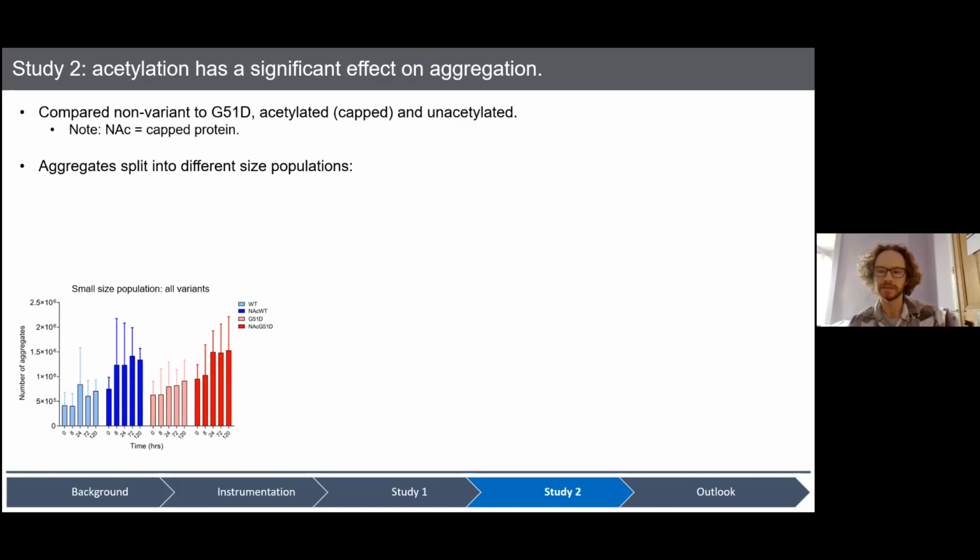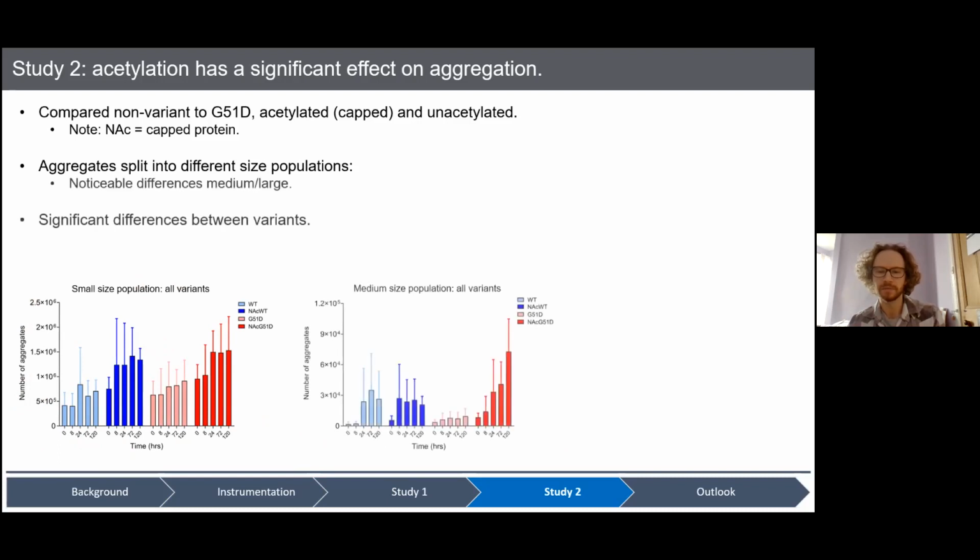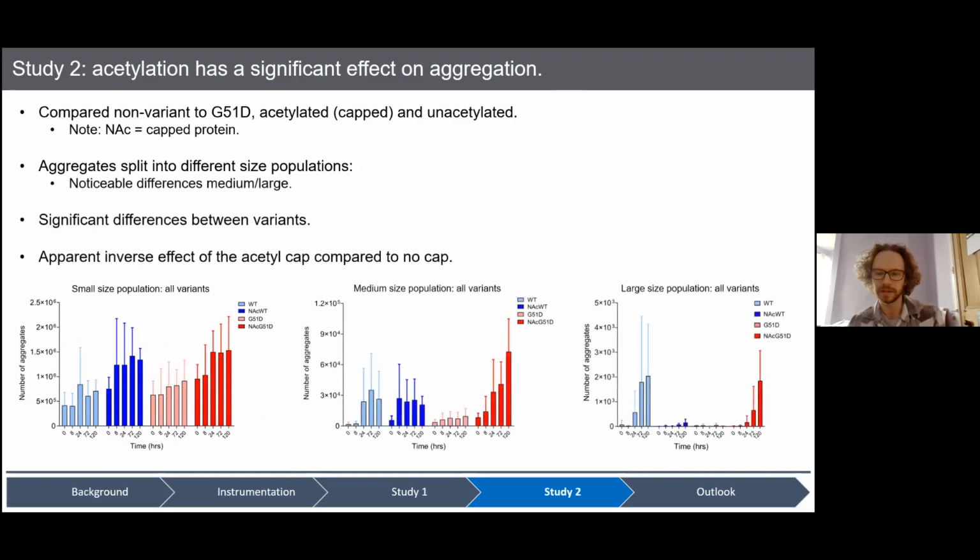With the bars, we can then see the numbers of aggregates on the y-axis, and then their increasing levels over time on the x-axis. So we don't see huge differences between the different proteins with the smaller aggregates. However, when we look at the medium and especially the large size aggregates, there are significant differences. And the addition of the cap seems to have an almost inverse effect on aggregation for the standard and G51D variant, especially when looking at these large aggregates here.